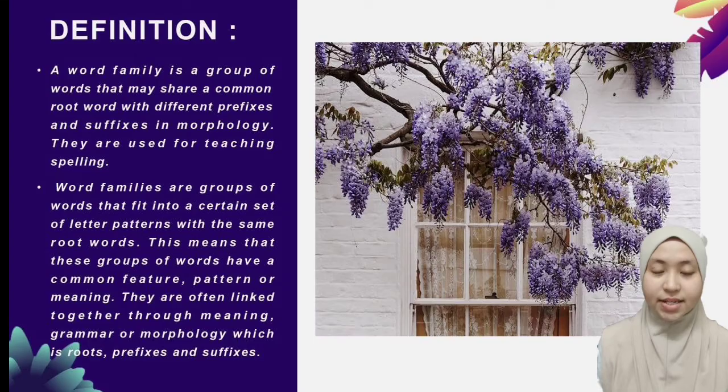A word family is a group of words that may share a common root word with different prefixes and suffixes in morphology, used for teaching spelling. A word family is also a group of words that fit into a certain set of letter patterns with the same root word. This means that this group of words has a common feature, pattern, or meaning. They are often linked together through meaning, grammar, or morphology, which is roots, prefixes, and suffixes.